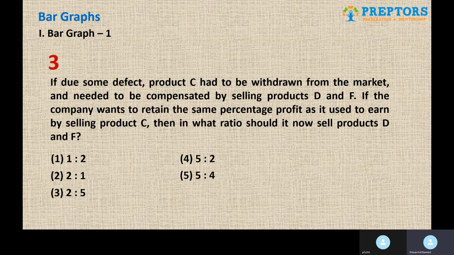That means we are withdrawing C and we need to compensate that profit. So for that, we are going to sell D and F. So in what ratio must we sell D and F so that the profit of C is compensated? Let's see how to solve such questions.